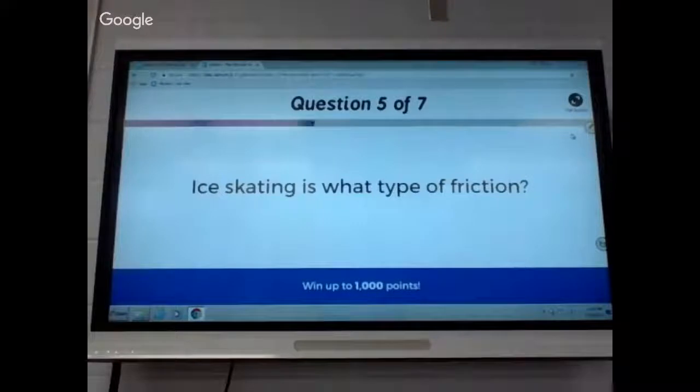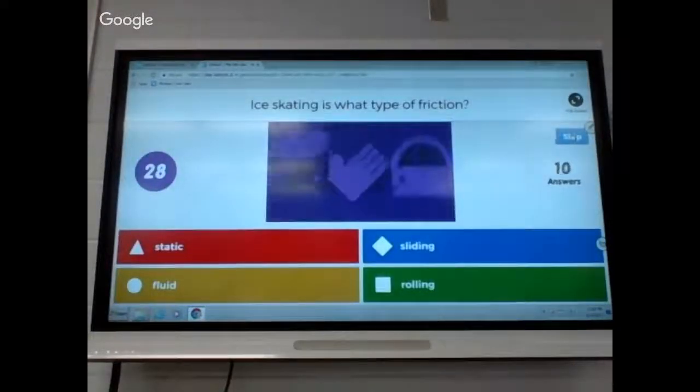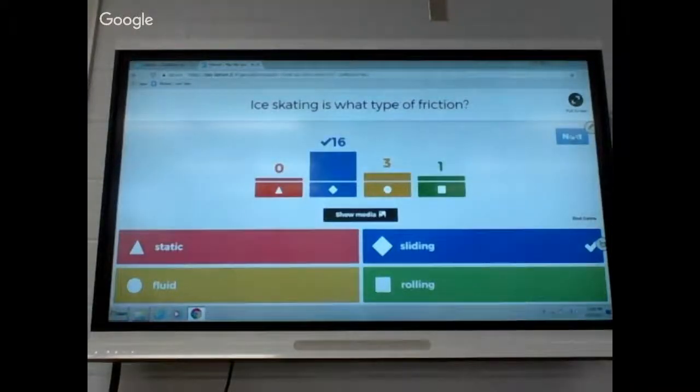Ice skating is what type of friction? This has two right answers, but pick the best one. It can't be fluid. I mean, you're skating on top of it. The best answer is sliding.